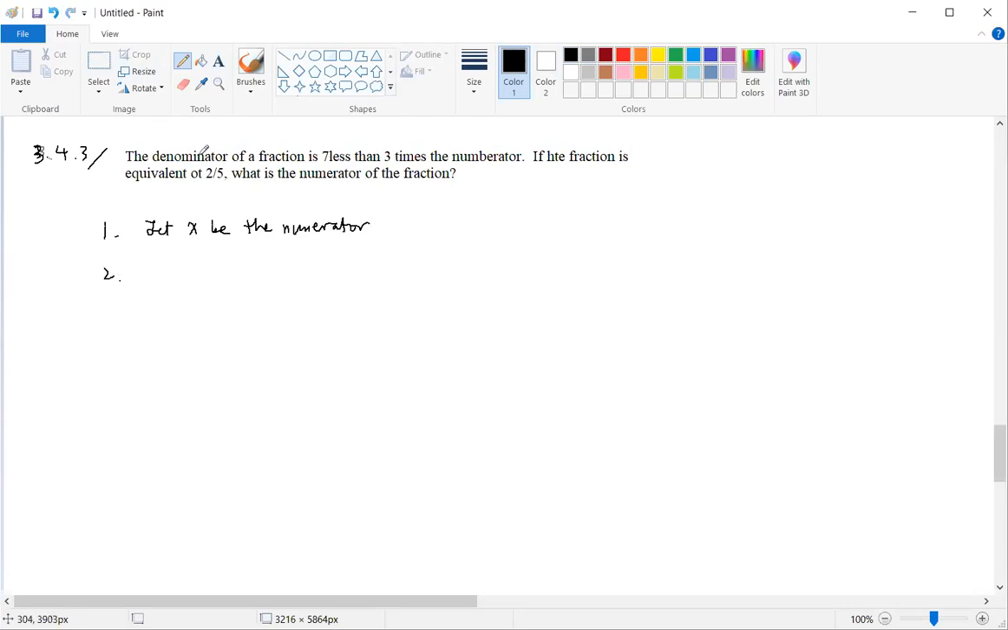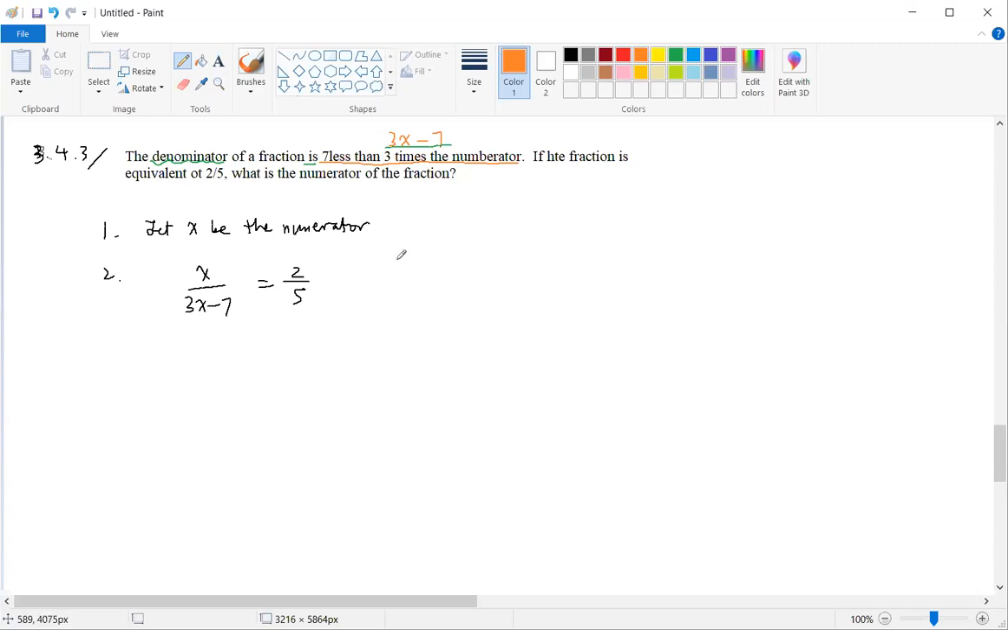So let's set up the equation now. The denominator of the fraction is 7 less than 3 times the numerator. So 7 less than 3 times the numerator is 3 times the numerator minus 7. Now it says the denominator is this, so it is 3x minus 7. This fraction is equivalent to 2/5. Okay, so exactly, we have one equation to solve.